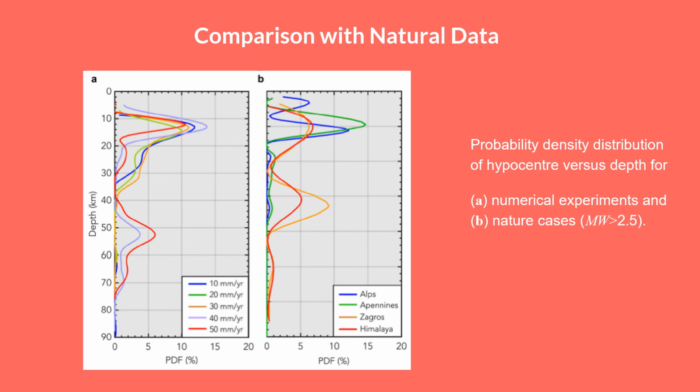As we can see, for the 50 millimeter per year rate, the model is something like this, which is a bimodal distribution, and for the blue one, which is 10 millimeter per year, the model is unimodal. And we can see the results find agreement with the seismicity data of our natural cases as well. As we can see, the Himalayas, which have a higher convergence rate, is bimodal, and the Alps, which has a low convergence rate, is unimodal.